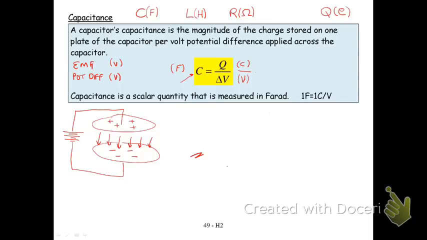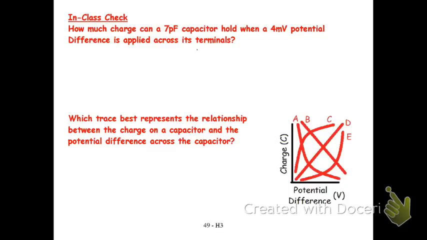So, how much charge can a 7 picofarad capacitor hold when a 4 millivolt potential difference is applied across its terminals? So let's just draw this out. The symbol for a capacitor is kind of intuitive. It's just basically two parallel plates.